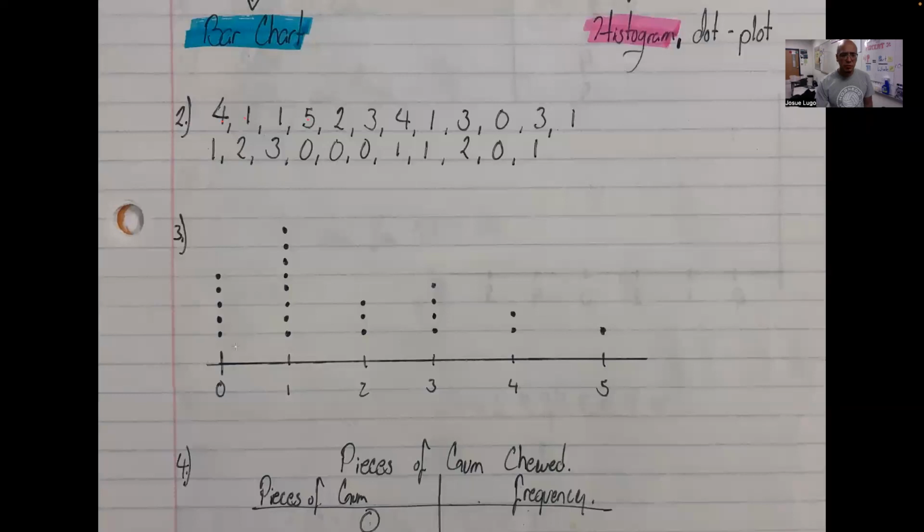And again, I do encourage you to pause this video if you need to at any point. For this dot plot, I can see that the lowest value is indeed 0 and the highest value is 5. So I'm going to go by ones until I get to 5. So 0, 1, 2, 3, 4, and 5. And make sure that you do label each of those lines.